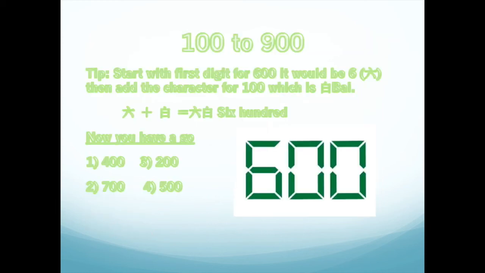Okay, so now we are going to learn the numbers 100 to 900. There is also a helpful way to help you remember these numbers. Start with the first digit. For 600, the first digit would be 6. Then add the character for 100, which is bai. Again, bai. In this example, it would be liu bai, 600.